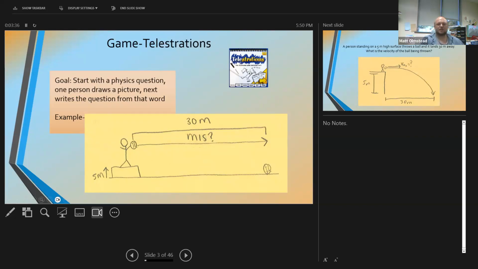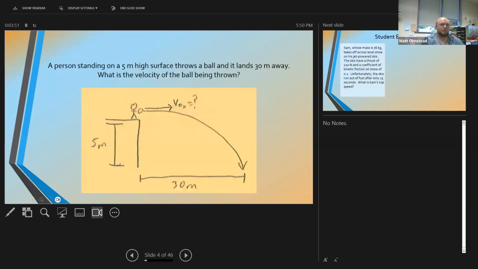Okay. So if I look at this, I can see somebody's got a ball. Maybe they're standing 5 meters above something. They're going to throw the ball 30 meters and it hits the ground. And this looks like, how fast did they throw the ball? This was the question a student made from that picture: a person standing on a 5 meter high surface throws a ball, it lands 30 meters away. What is the velocity of the ball being thrown? And then this was the picture that somebody drew after that.